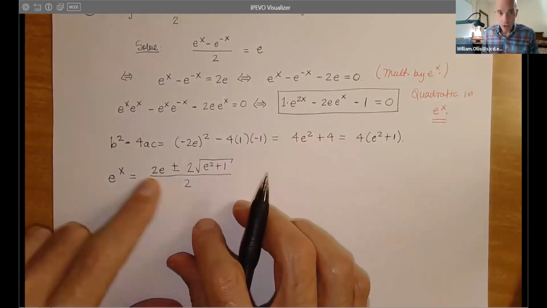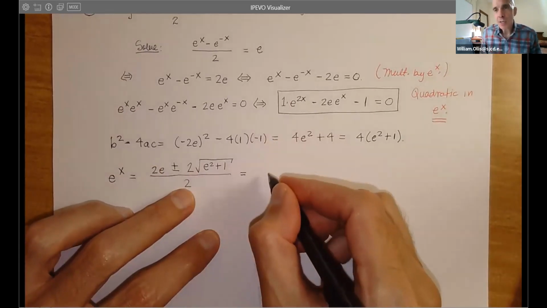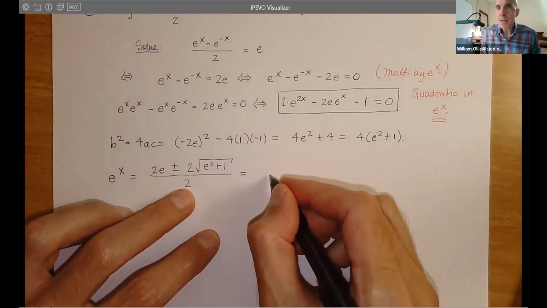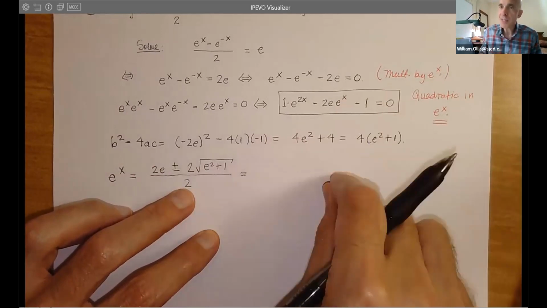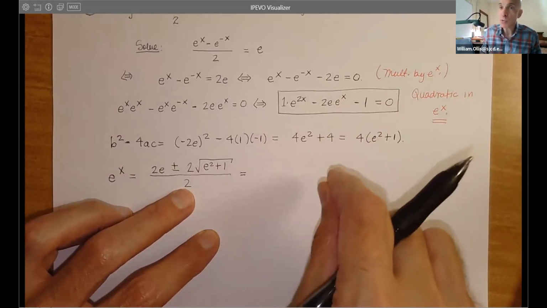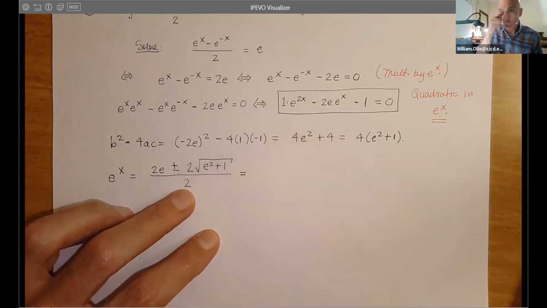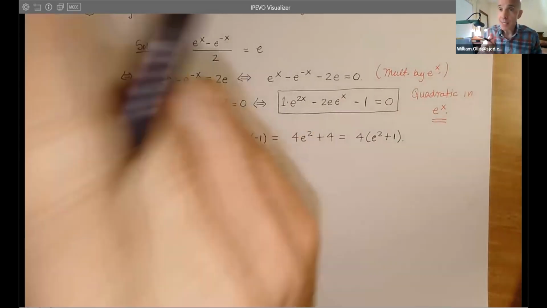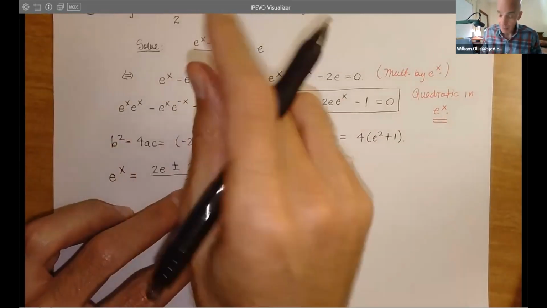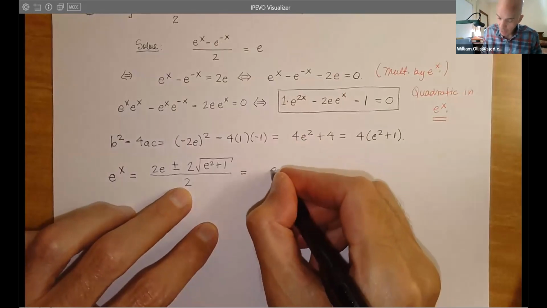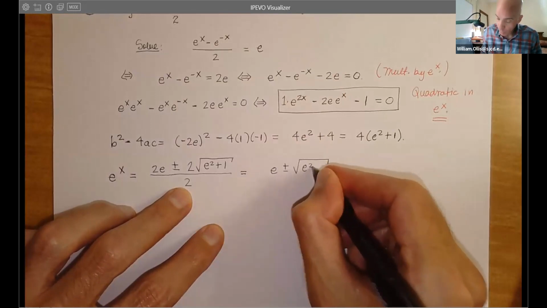So now we see that all the 2's absorb. So if you can convert something to quadratic form, then you have opened the door to a solution, because there's nothing about the quadratic equation that you don't know. So any technique that produces a quadratic equation is a good technique and is something that you will rely upon heavily. So now we have e plus or minus the square root of e squared plus 1.